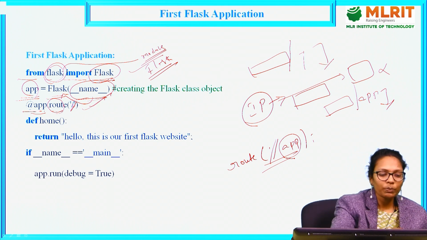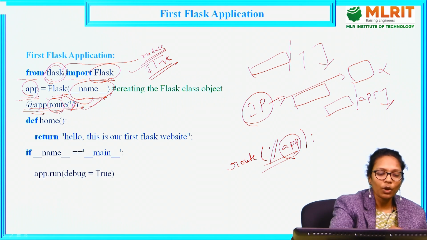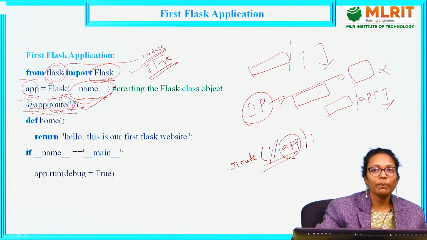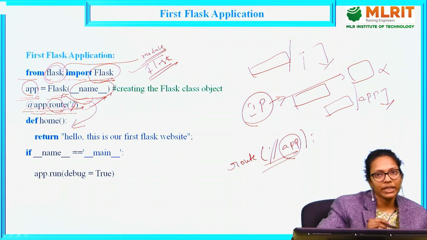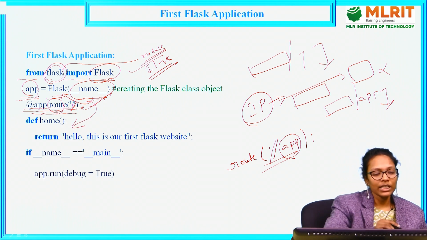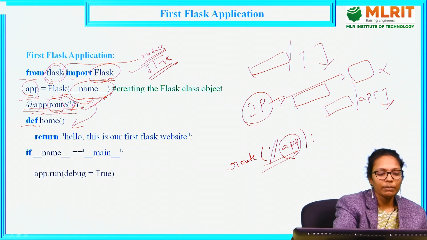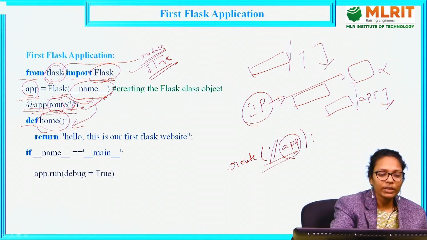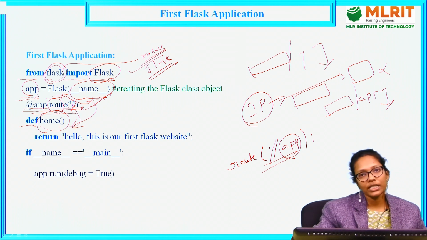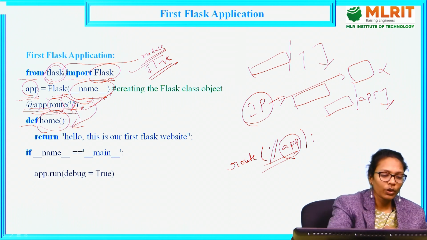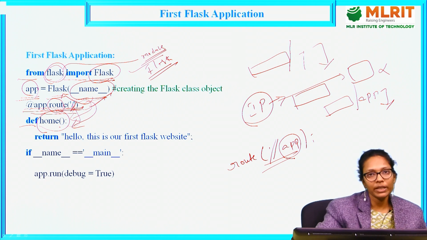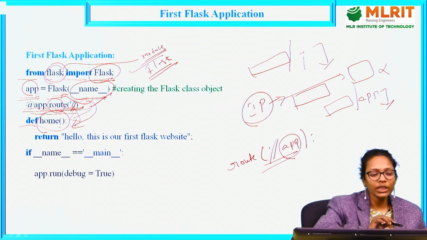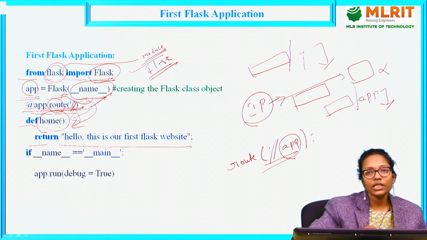When I copy this URL or this IP address, the corresponding method will be executed. The method name, you can give anything. How do you define the method in Python? def. The method name is home here. This home method, you are not calling explicitly, and no one else is calling it. This home method will be executed whenever this URL is pasted in the web browser. So whatever URL you are setting using the route method, if you paste that URL, this home method will be executed. What is this home method doing? It is returning, hello, this is our first Flask website.